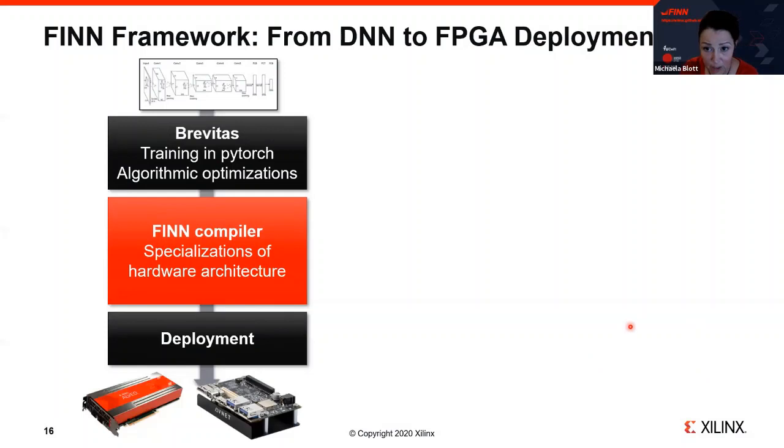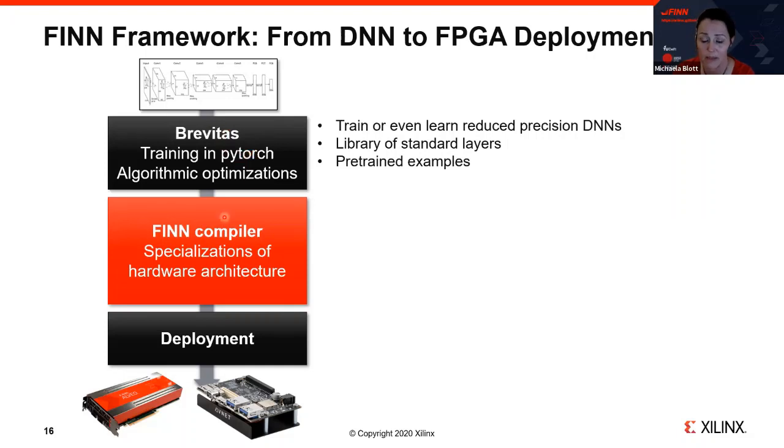So FINN consists of an end-to-end flow from trained DNN all the way to hardware, and it has 3 components. The first component is Brevitas, which is a machine learning library based on PyTorch, which is very popular in the machine learning community, that allows you to train or even learn reduced precision DNNs. It contains a library of quantized versions of standard layers and a selection of pre-trained examples. Brevitas exports a trained neural network into the FINN compiler.